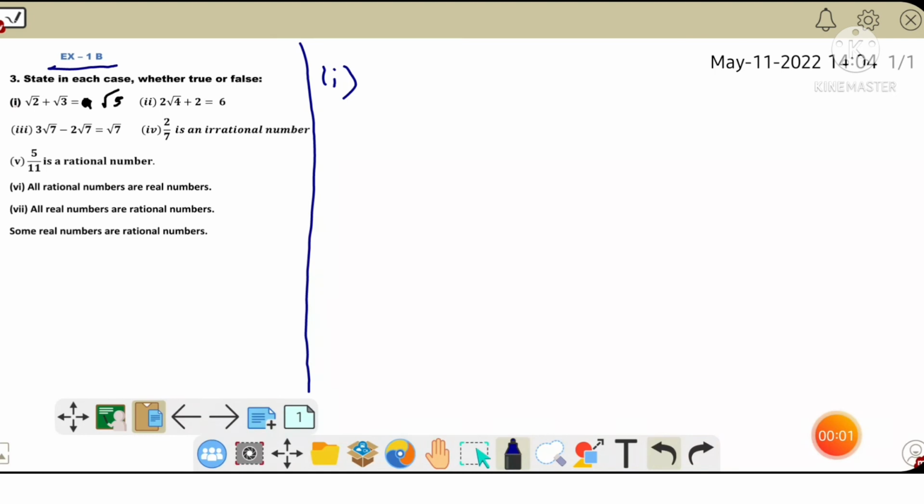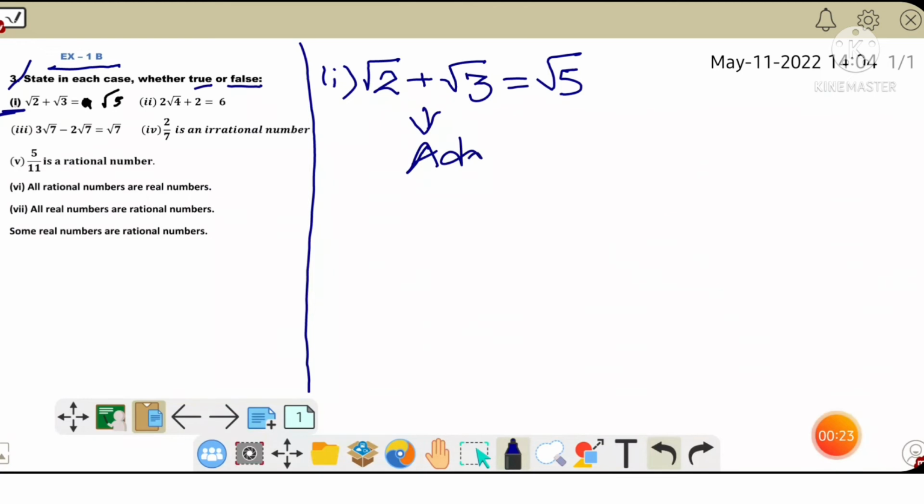Now the next question in exercise 1b is question number 3. State in each case whether true or false. So we have to find whether the following are true or false. Here the first statement is root 2 plus root 3 equals root 5. We have to check whether, when we add root 2 and root 3, we get root 5.